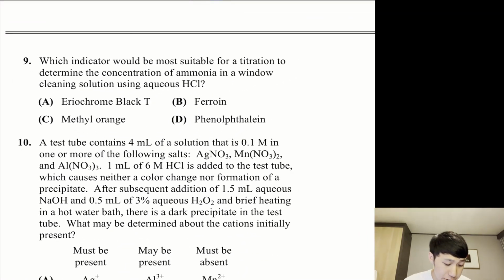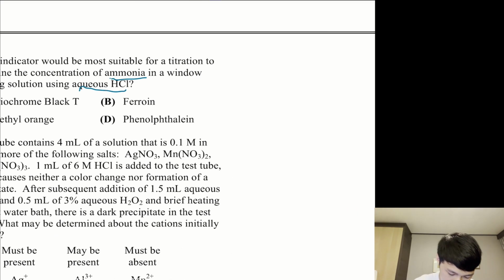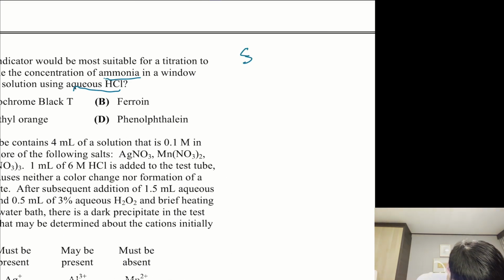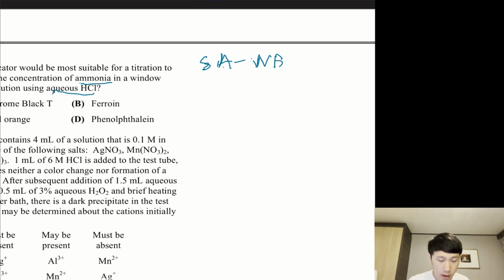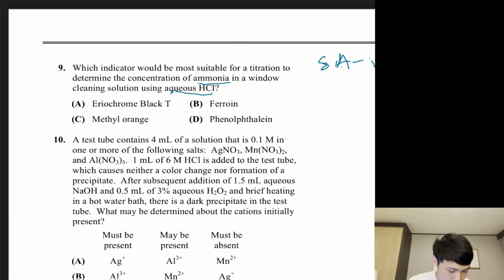Problem 9. Which indicator would be most suitable for a titration to determine the concentration of ammonia in a window cleaning solution using aqueous hydrochloric acid? So this type of titration is an acid-base titration. In this case, it's a strong acid, HCl, and a weak base, ammonia. And we have to figure out which indicator is best for this titration.